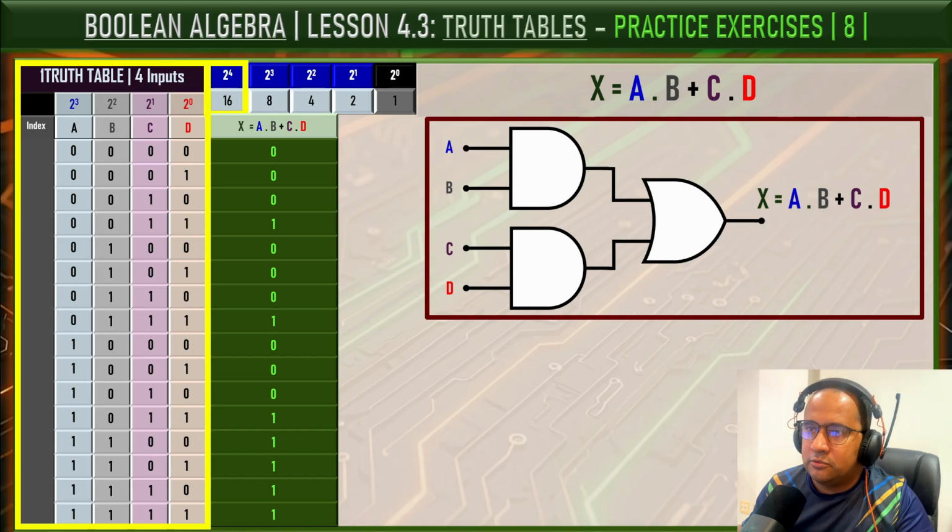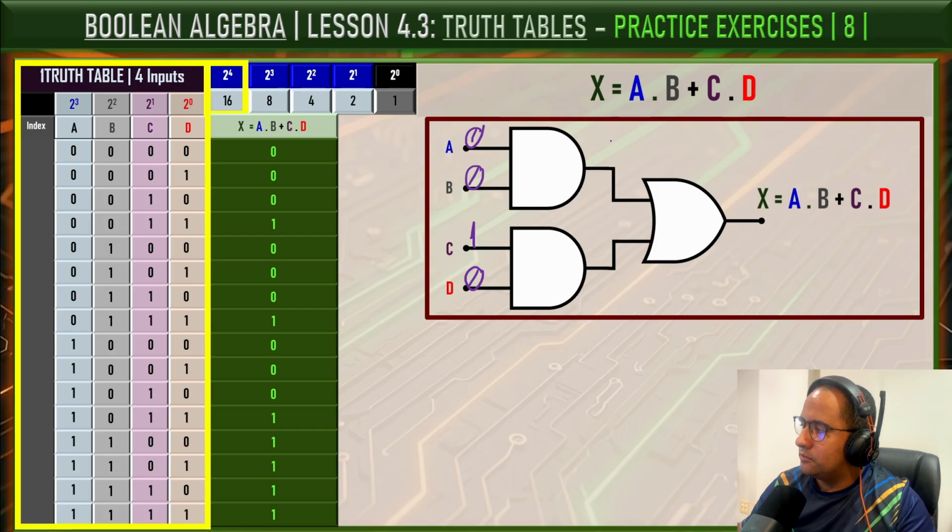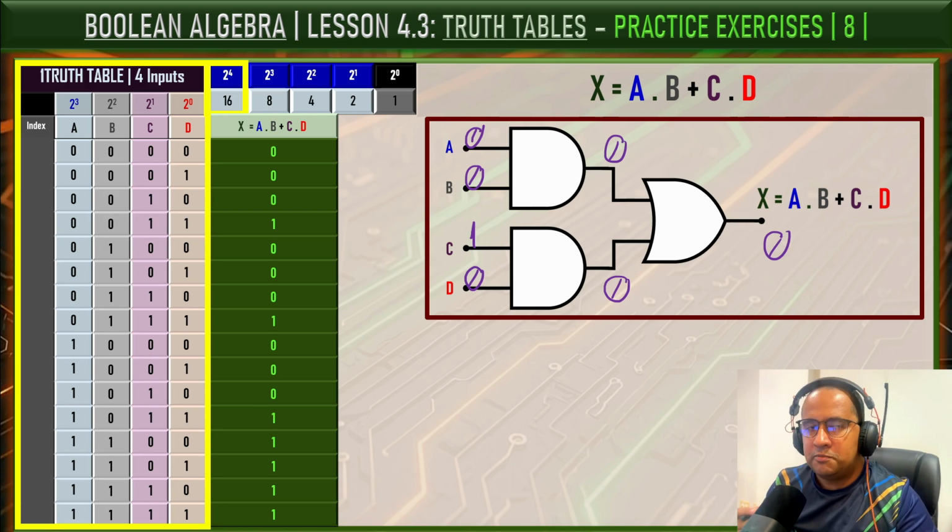For example, let's test some rows. Let's test the input combination of row 1, okay, where the output is 0. 0 to the input A, 0 to the input B, 1 to the input C, and 0 to the input D. The combination 0 and 0 results in an output 0, and the combination 1 and 0 results in an output 0. So the final combination is 0 or 0, which gives us the output 0, okay? Which means for all remaining rows, the output of the AND gates will always be 0, okay? It's very simple, it's very easy.